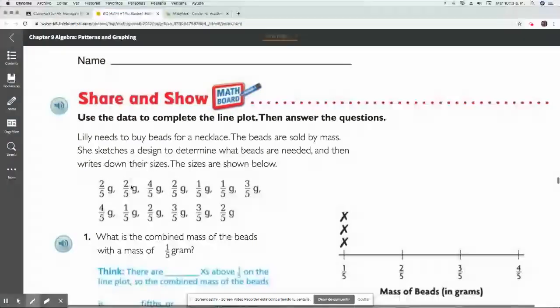2/5 gram, 2/5 gram, 4/5, 2/5, 1/5, 1/5, 3/5, 4/5 gram, 1/5 gram, 2/5 gram, 3/5 gram, 3/5 gram, 2/5 gram.